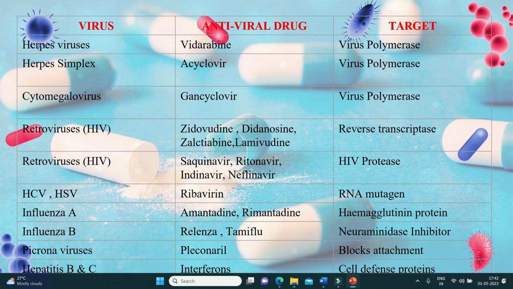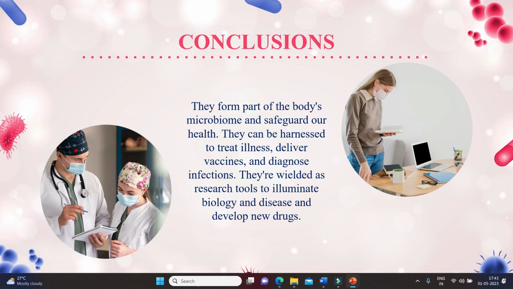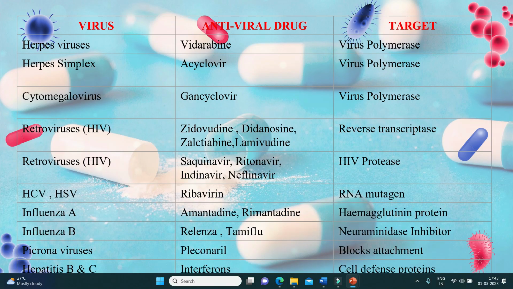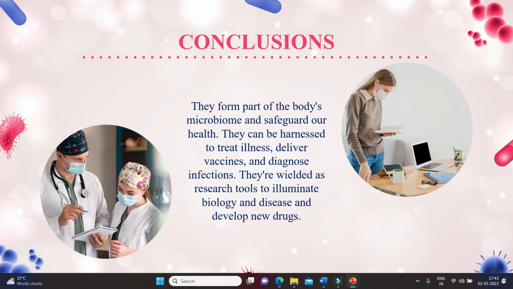And these are the antiviral drugs we can use to treat viral infections. For herpes virus, the viral polymerase is targeted, so we can treat it using acyclovir. For retroviruses, that is HIV, we can use zidovudine, lamivudine, ritonavir, and indinavir, which target HIV protease and reverse transcriptase. By using hemagglutinin and neuraminidase inhibitors, we can treat influenza A and B also.